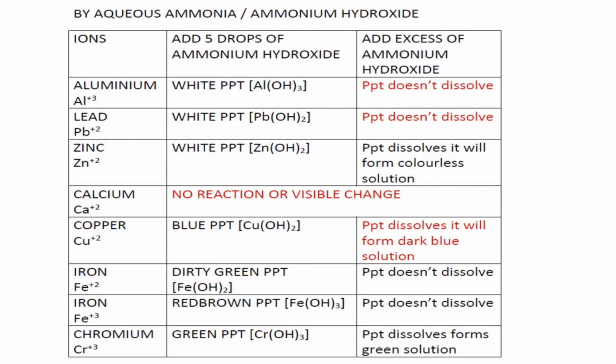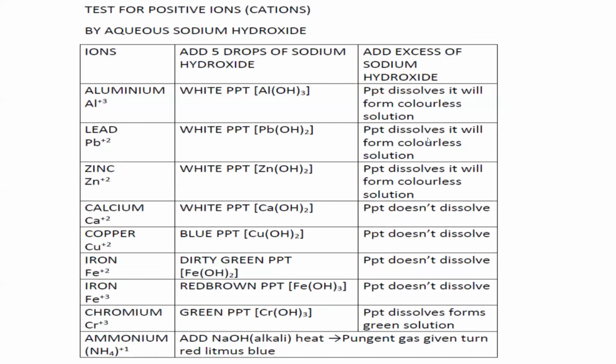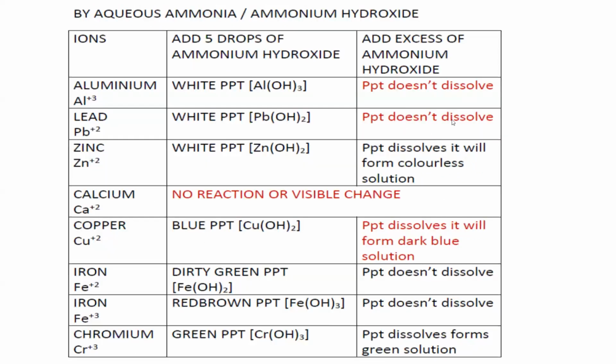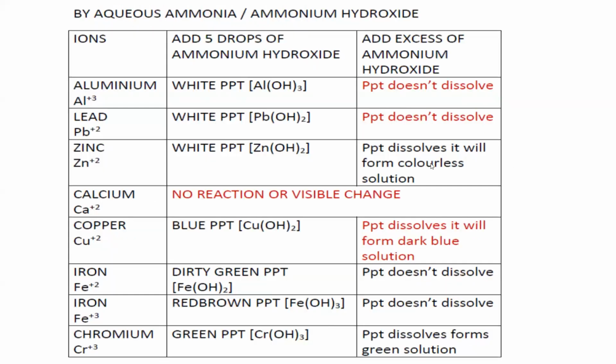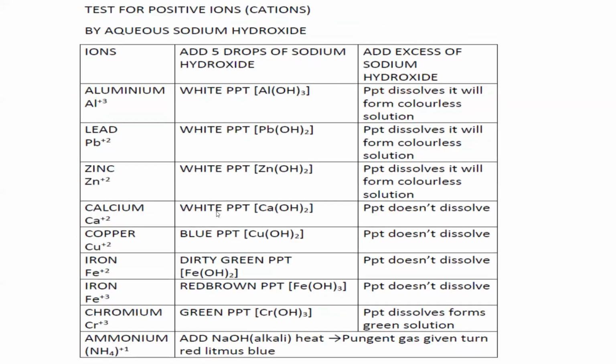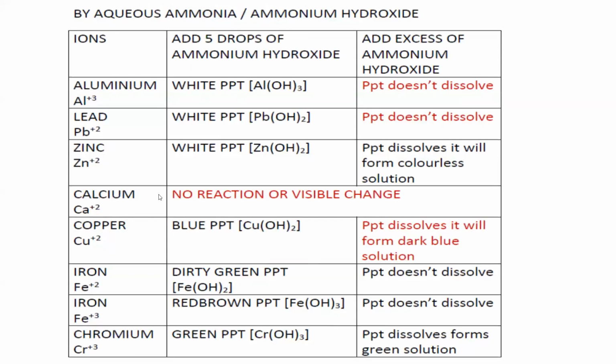When sodium hydroxide is added to a lead salt, it gives a white precipitate, and the precipitate dissolves. Here, with aqueous ammonia, the precipitate does not dissolve. When we add aqueous ammonia, 5 drops, to a zinc salt, the white precipitate dissolves. It is written in the same color, which means adding sodium hydroxide or aqueous ammonia gives the same result. With calcium, sodium hydroxide gives a white precipitate that does not dissolve, but with aqueous ammonia there is no visible change or no reaction.